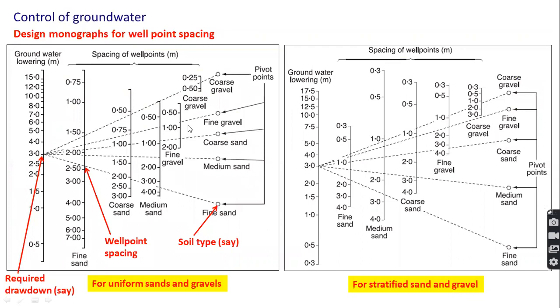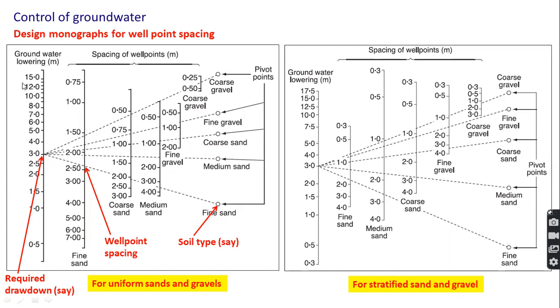There are very useful design nomographs available. Although they are not very relevant for deep excavations, I would like to show you some. For example, the left hand one is applicable for uniform sands and gravels, and the right hand one is for layered sands and gravels. Depending on the coarseness of the material, you can see fine sand, medium sand, and on the left hand side is the required drawdown in the dewatering analysis.